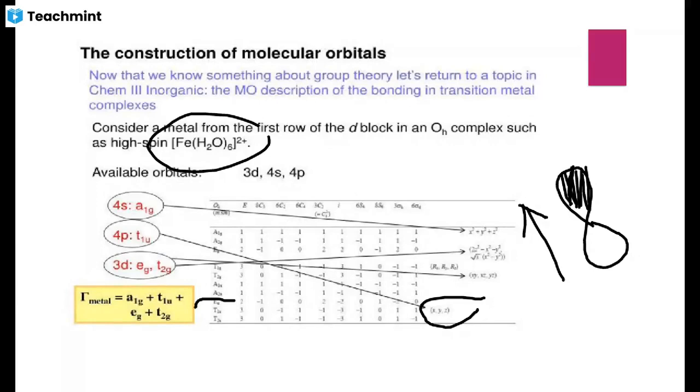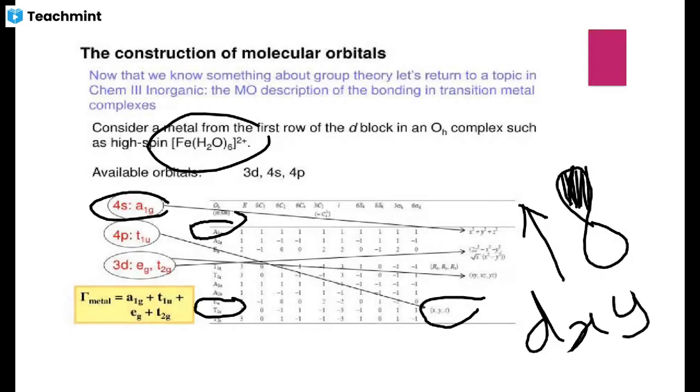Okay, like that s orbital is a1g, it is totally symmetric. So always the s orbital is the first symmetry element, the totally symmetric element. And you see the d orbitals: dxy, dyz, dzx, dx square minus y square, and dz square. These are all d orbitals.